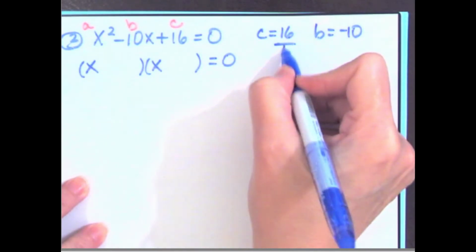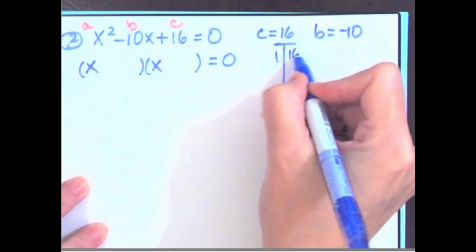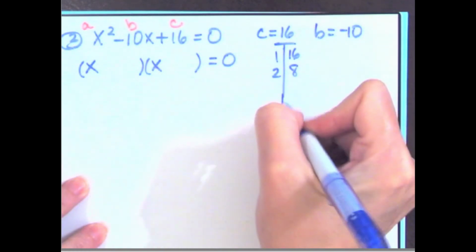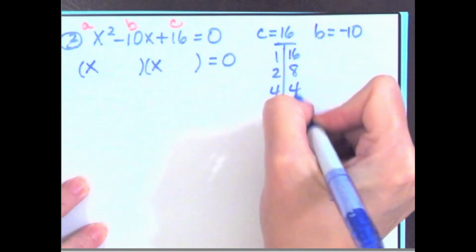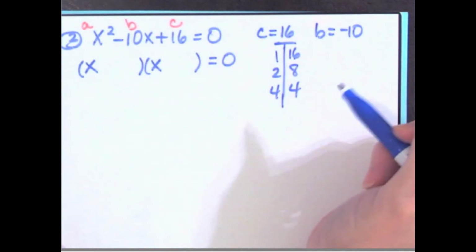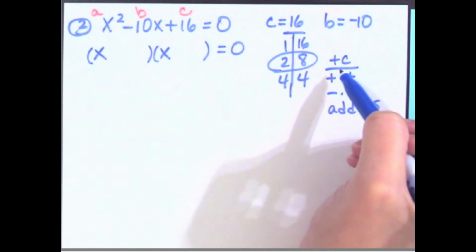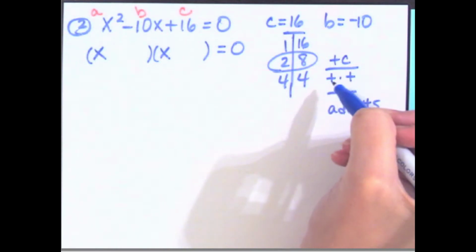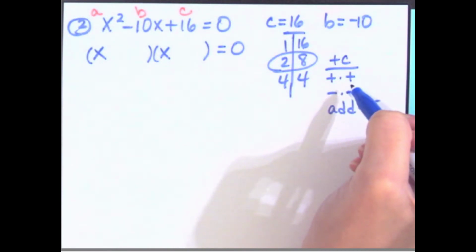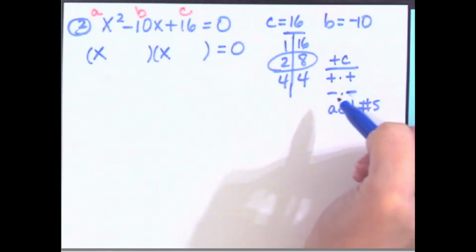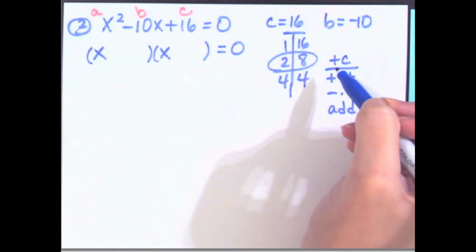So we need factors of C. So 1 times 16, 2 times 8, 3 doesn't go, 4 does. And then we already have 8 in our list. This time our C is positive. And if you need a positive C, then your numbers are going to need to be the same sign. Because a positive times a positive is a positive, and a negative times a negative is a positive.